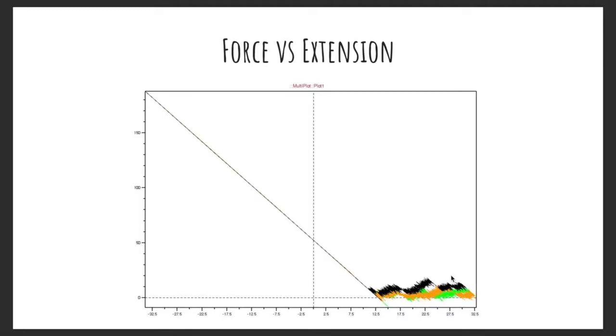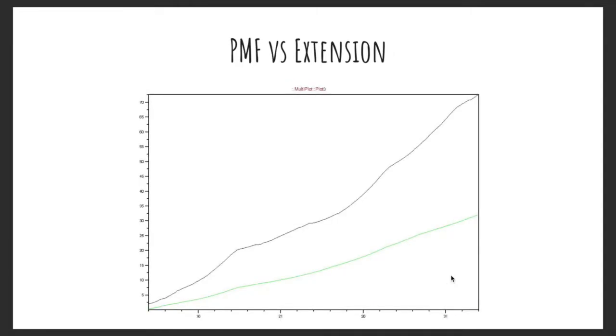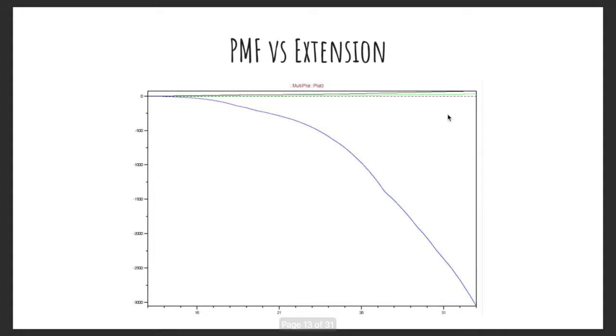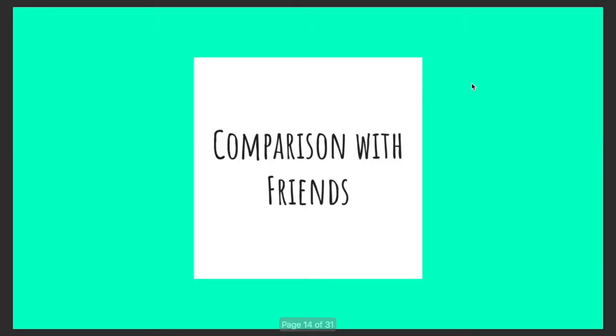that we can observe. And this is the PMF versus extension graph, where this is the F1 and this black line is the FXP. In this graph, we can see clearly that the F2 value is going below the axis, while F1 and FXP keep going above the axis. Now I'm going to compare with two of my other friends.